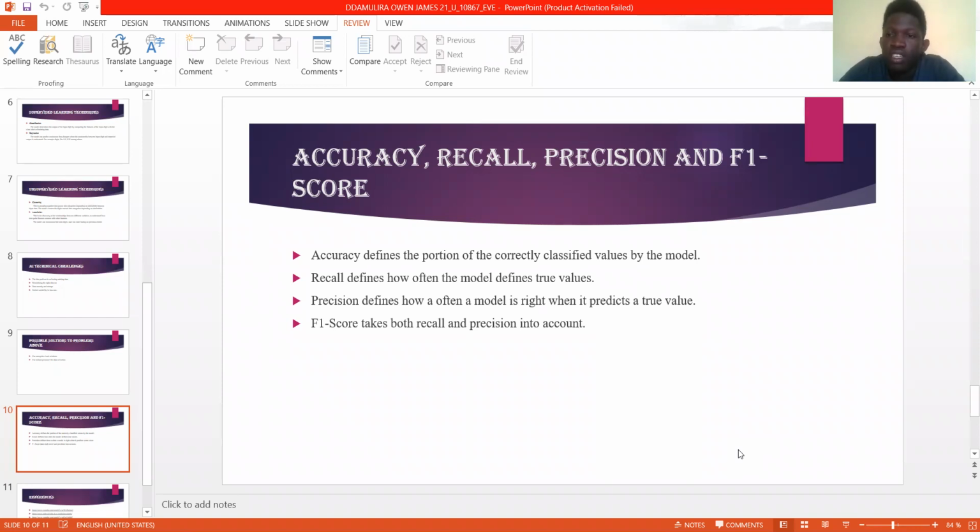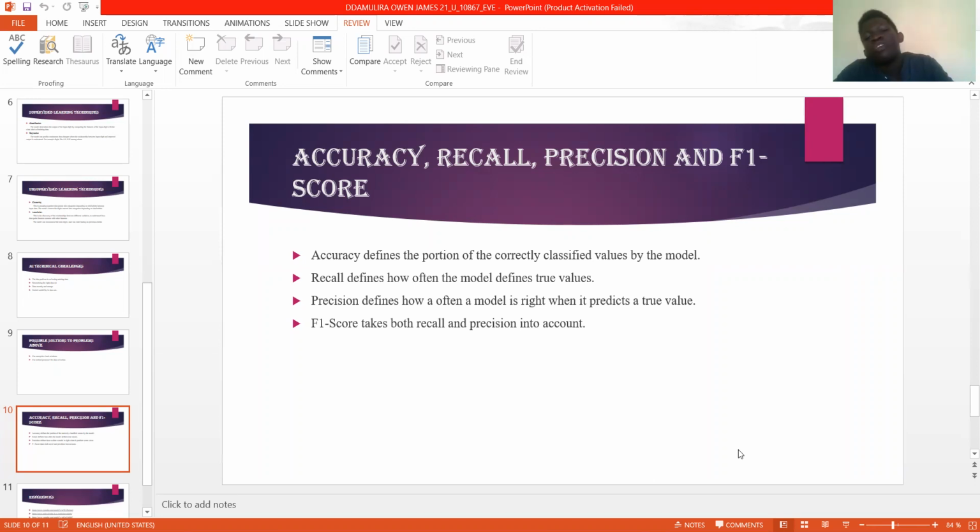This means how many values the model has classified correctly out of the total. So you are getting the true positives plus the true negatives out of the total values that are classified.